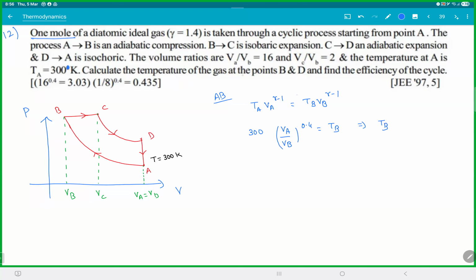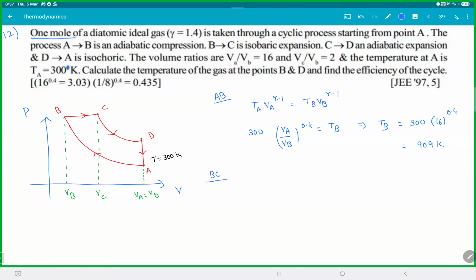And the VA by VB is how much? VA by VB is 16. So that is 300 into 16 to the power of 0.4. And it is given in the question, 16 to the power of 0.4 is 3.03. That would be 909 Kelvin. Why are you guys struggling with this? Nothing there. You just have to apply a formula there.